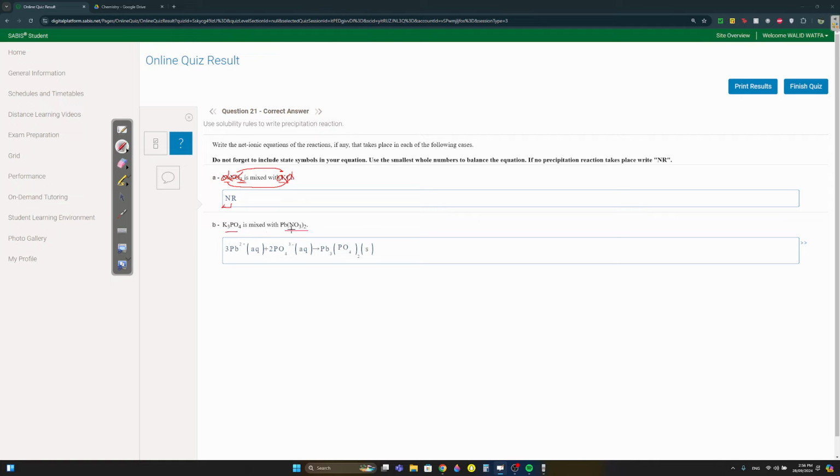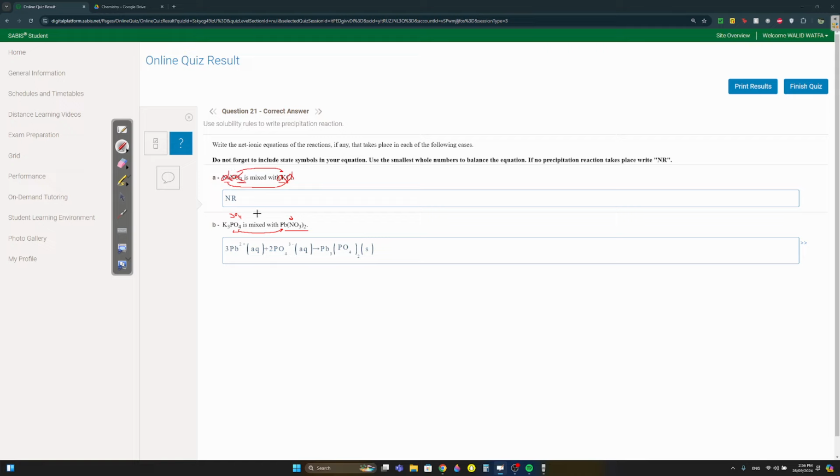K3PO4 is mixed with PbNO3. K with the NO3, of course they're part of the big 5, so they won't dissolve, right? So I'm not gonna cross over because you need it later. Then PO4 with Pb. PO4, if you don't know what it is, they follow the same rules as SO4.